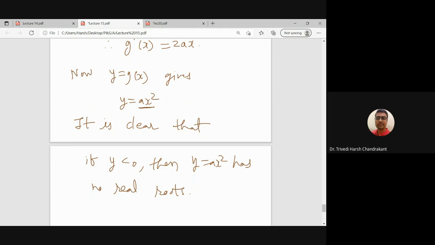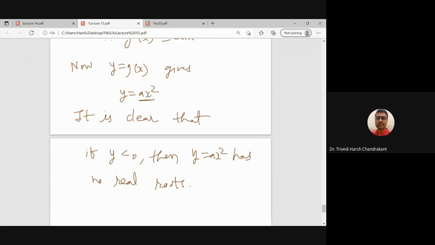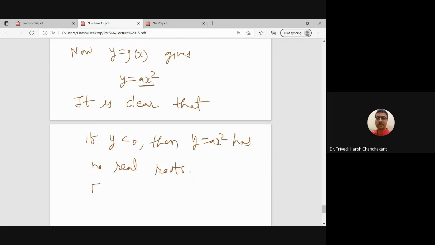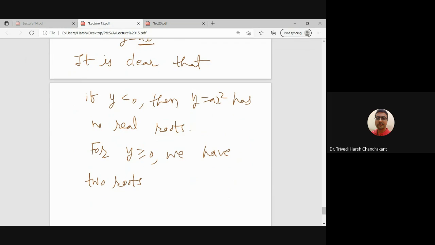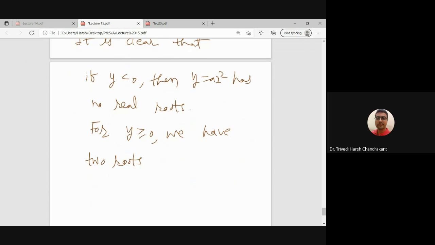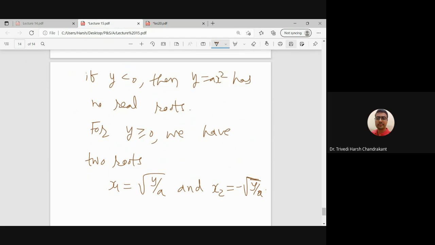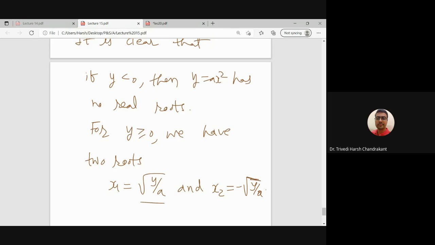No roots in terms of real numbers, because the range of random variable x is R. We need to find all possible small x such that y equals ax square. For y greater than or equal to 0, we have two roots. For y equal to 0, they are identical, but essentially the case is y strictly greater than 0. Roots we already know. It is easy to find: it is square root of y by a, the positive root, and the negative root. Here we are dividing by a, so a must be non-zero, and we are taking it positive because we are taking the square root.